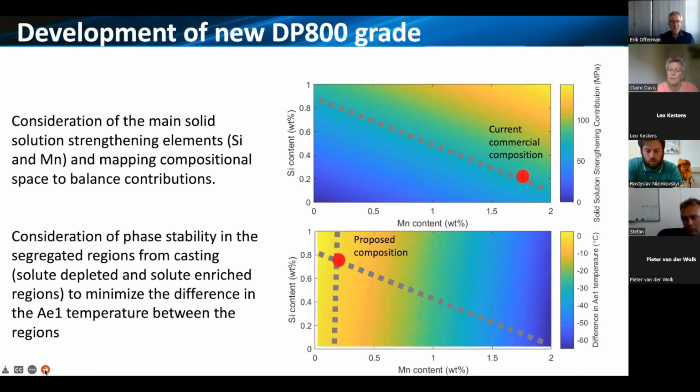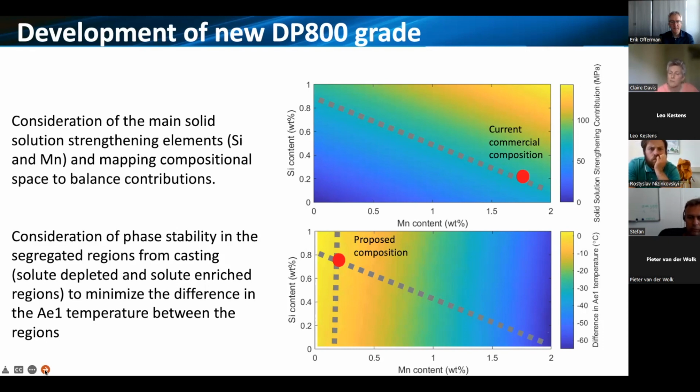And then we said, right, we want to minimize our segregation. So we want to minimize the difference in the Ae1 temperatures between the solute-rich interdendritic and solute-poor dendritic regions. So things like Thermo-Calc to predict what those temperatures are based on our known segregation behaviors. And we can say, right, where we start from, we actually have a difference in those temperatures of around 50 degrees. And that's why you get this strong segregation behavior.